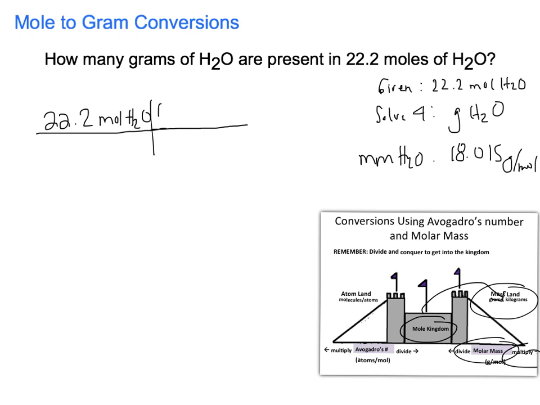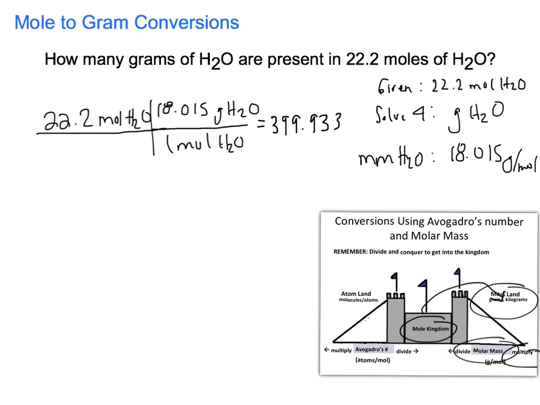So in this case, our 18.015 grams of H2O is going to go on top, and our moles of H2O are going to go on the bottom. So in this situation, the numbers on top, the 22.2 and the 18.015, are going to be multiplied, and then the answer from that will be divided by the number on the bottom, which just so happens to be 1 mole. The answer that we get from this is 399.933 as our numerical value.